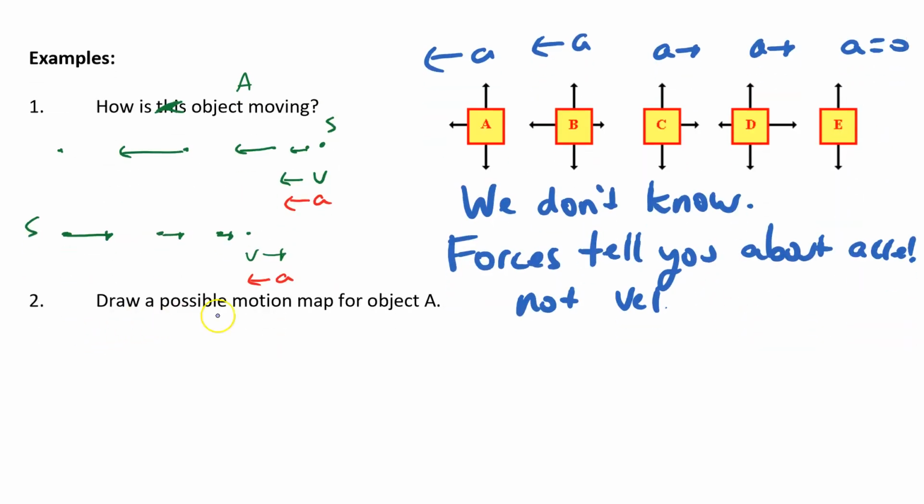Here it says draw a possible motion map for A. Well, I guess I did it already. So that's over there. I did two possible motion maps for A. One was moving left and speeding up, and the other was moving right and slowing down.